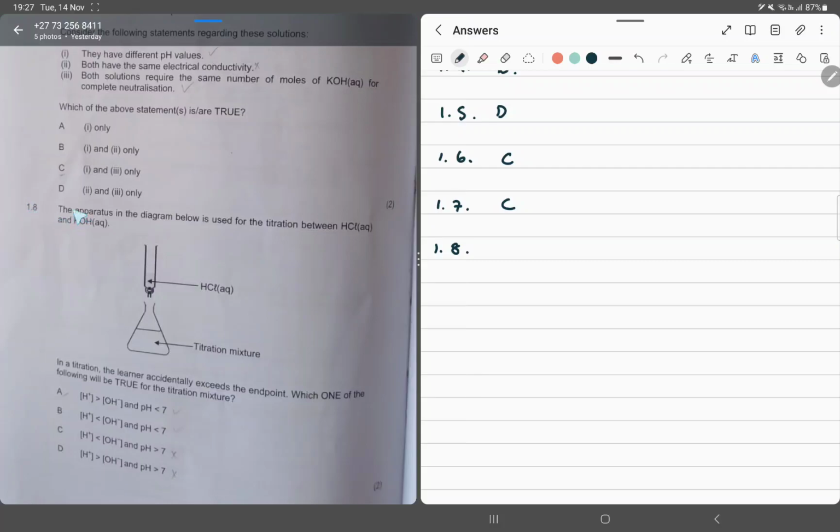1.8 says, the apparatus in the diagram below is used for the titration of hydrochloric acid, an aqueous solution, and an aqueous solution of potassium hydroxide. As you can see, we are adding the acid onto a solution, supposedly that of potassium hydroxide. Great. It says now in a titration, the learner accidentally exceeds the end point. This is when essentially the indicator starts changing color.